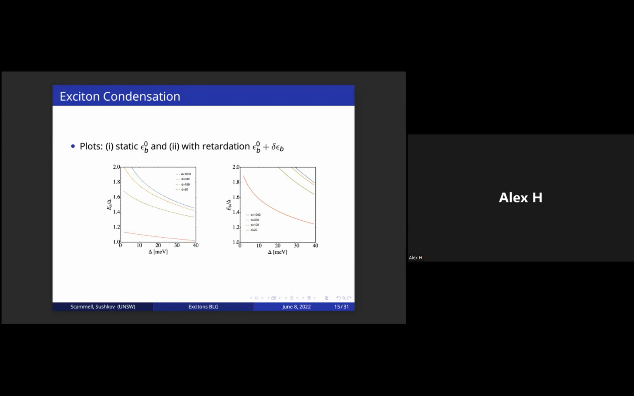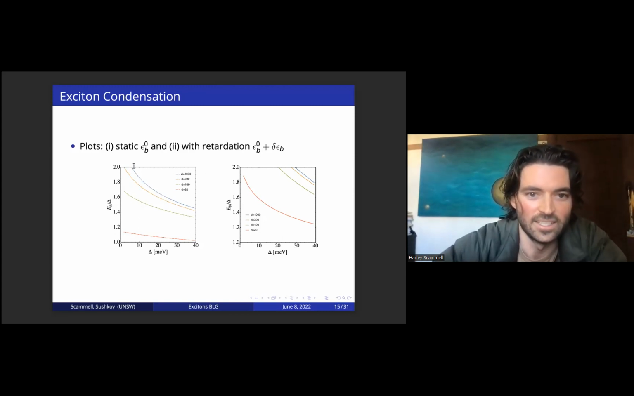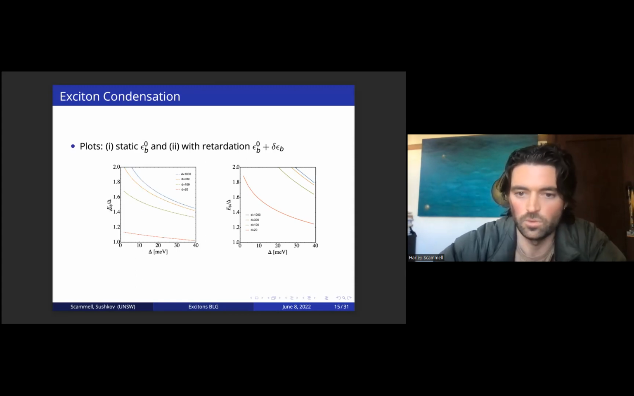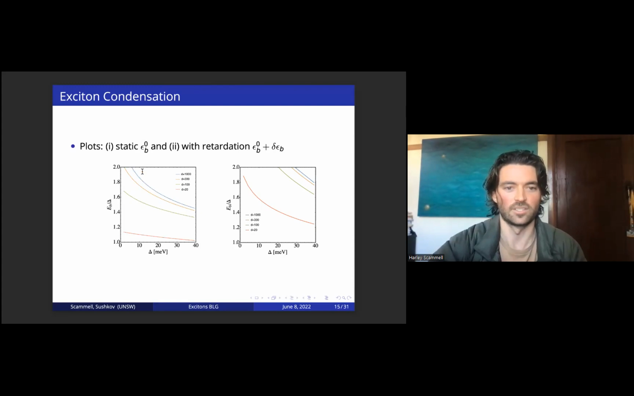Sorry, Harley, can you just explain your currency again? So here, sorry, this capital E is actually supposed to be epsilon B. So this is the binding energy. And we divide by delta, which is half the band gap. So this is some dimensionless quantity. And the key point is that we were looking for the case when binding energy equals 2 delta. So in this currency, this is the condensation point, where we've truncated the plot.